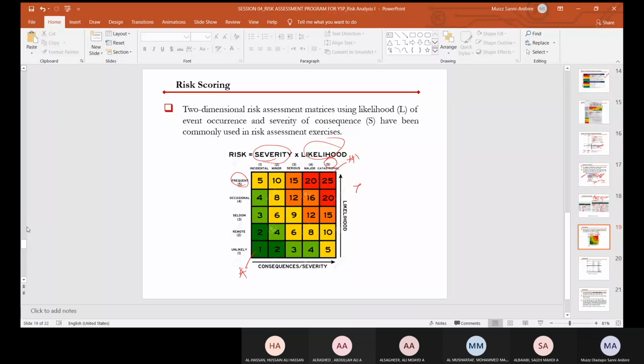Anything greater than 12, okay, is serious. Anything greater than 16, okay, it's 16 to 20, 25. 12 to 16, it's probably going to be called very high, and this is going to be high, and then 5 to 11, okay, is going to be called medium, and then 3 to 4 is probably low, and then 1 to 2 is very low.